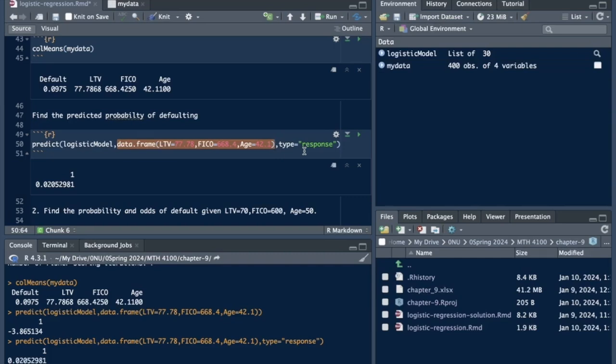In this case, we are predicting probabilities. Then we're telling R that, because we're predicting a probability, we have to specify the type. The type is response. For linear regression, we don't do this.